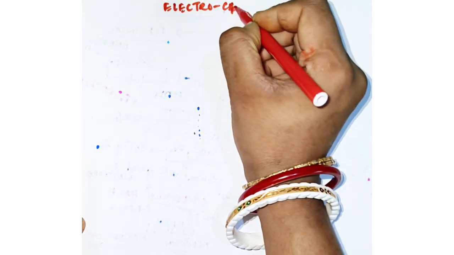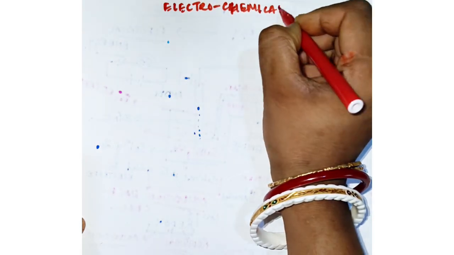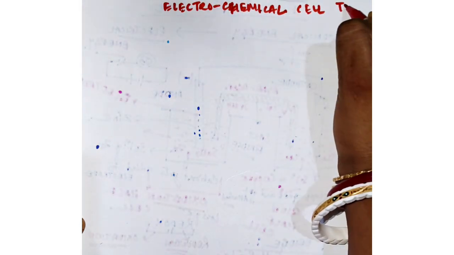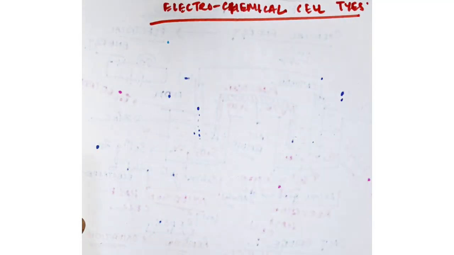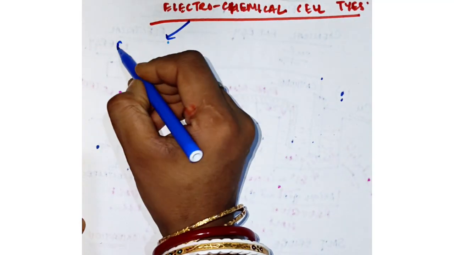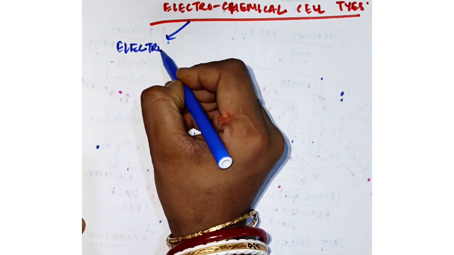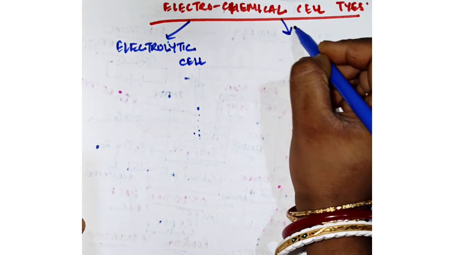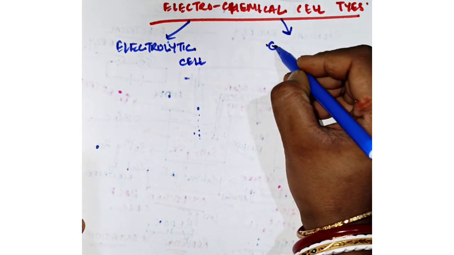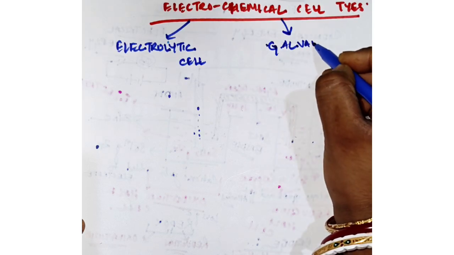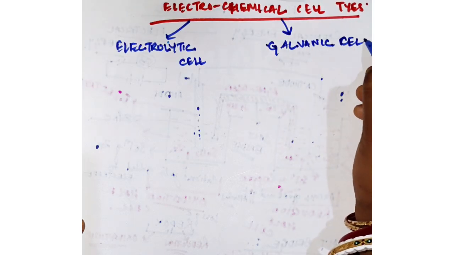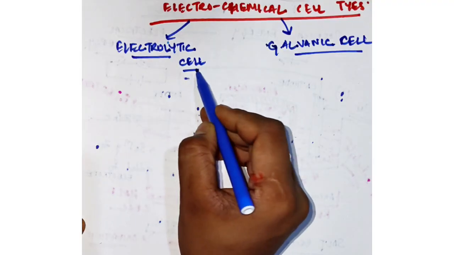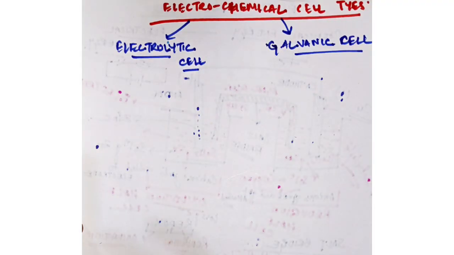Electrochemical cell types. It is of two types. One is the electrolytic cell and the other one is the galvanic cell.